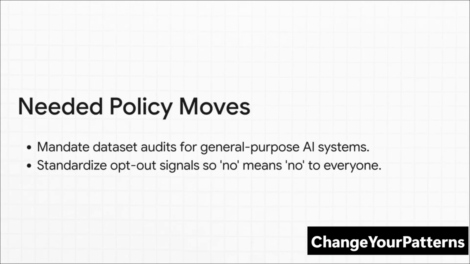And finally, governments need to get with the program. We're talking about real policy fixes, like requiring audits of the datasets used to train major AI systems. And, this is a big one, they need to standardize opt-out signals. The goal is to get to a place where, when you say no, it means no to every data crawler, not just the ones who feel like listening.